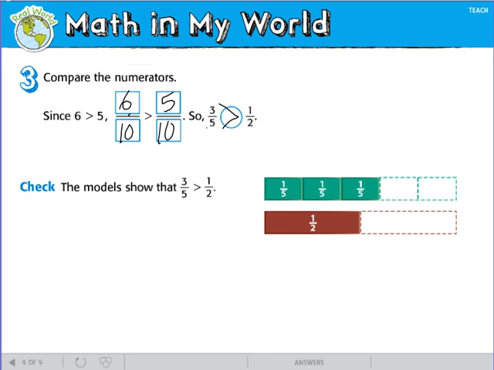Come down here, we check with our models. And you can see that 3/5, that much of it is more than 1/2. Okay?